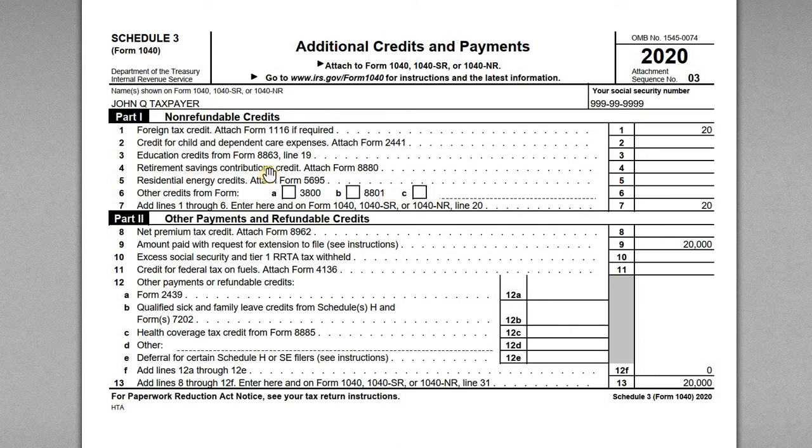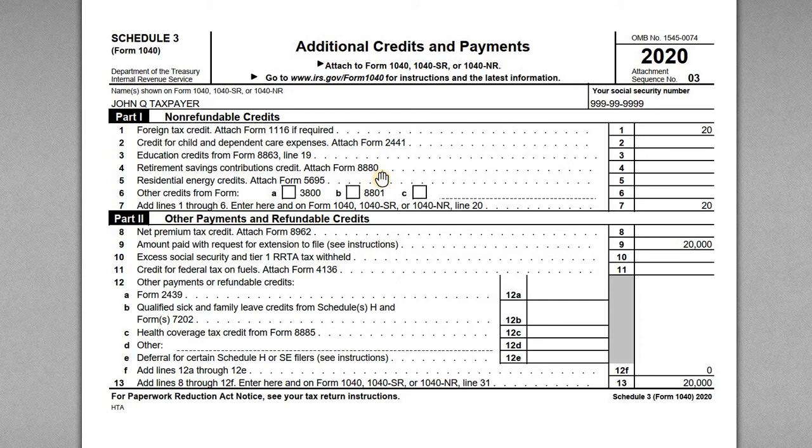Okay, so retirement savings contribution credit, the 8880. If you are effectively a low-income taxpayer, so generally if you make less than, let's say, $30,000 a year, and you contribute money to a traditional IRA or a Roth IRA, not only with a traditional IRA do you get a tax deduction for the contribution, but you may be eligible for a tax credit as well. That's what the 8880 is designed to achieve here.